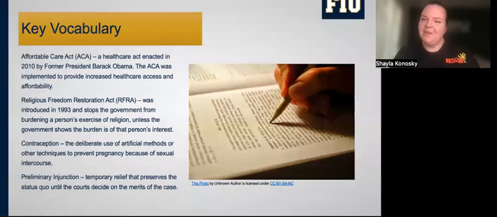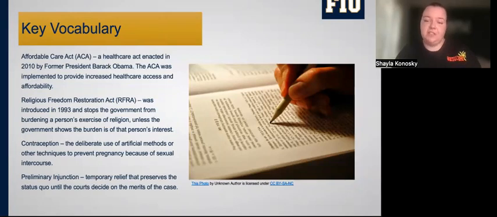To begin with, I would like to share some key vocabulary definitions to help better understand the case. First, the Affordable Care Act, or the ACA, is a healthcare act enacted in 2010 by former President Barack Obama. The ACA was implemented to provide increased healthcare access and affordability. Corporations that employ over 50 employees are responsible for providing health insurance under the ACA.